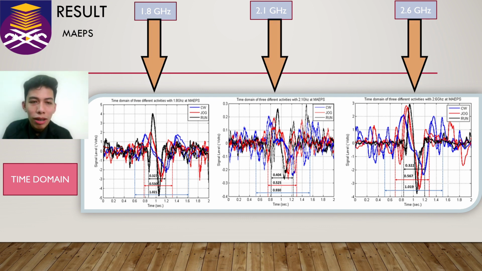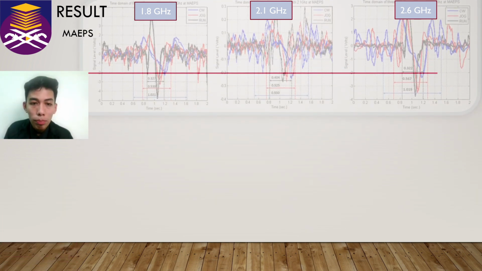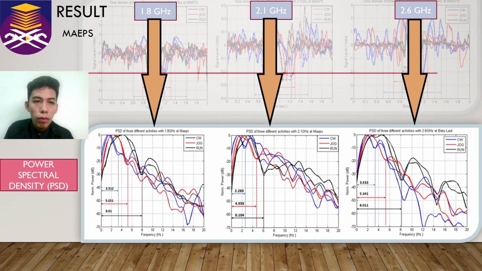Next, we go to the result at MAEPS. For the time domain, run has the lowest time taken between the CW and the jog because the speed for the run is 13 km per hour. Next, for the power spectral density, MAEPS shows that run activity has the greatest value of Doppler frequency compared to CW and the jog. For the observation, the value of the Doppler frequency for run is the highest compared to CW and the jog due to the higher speed of the activity.